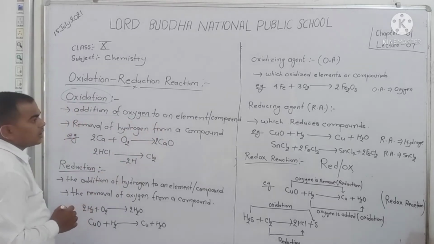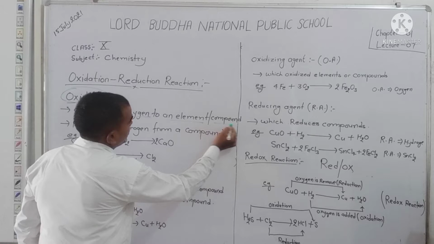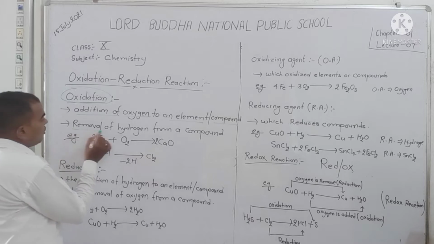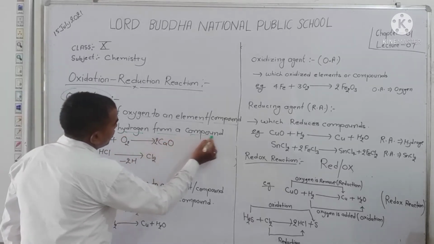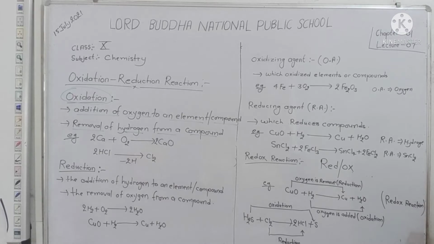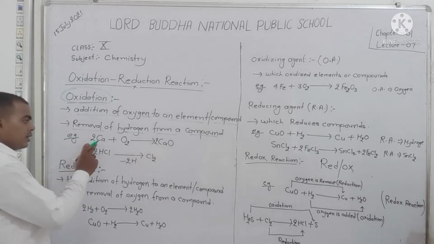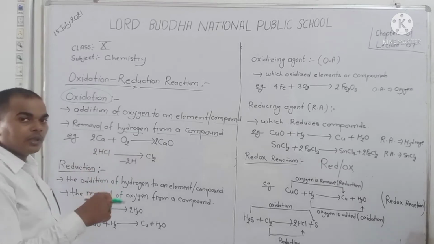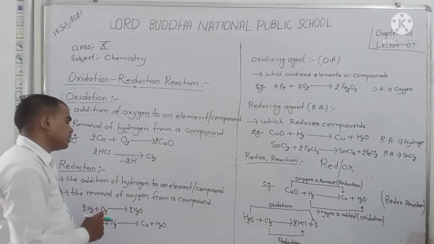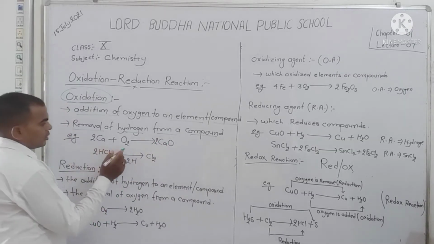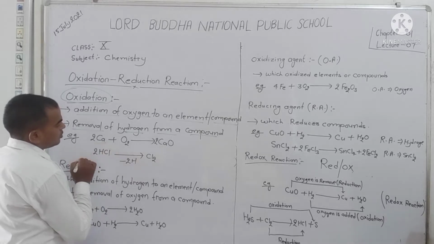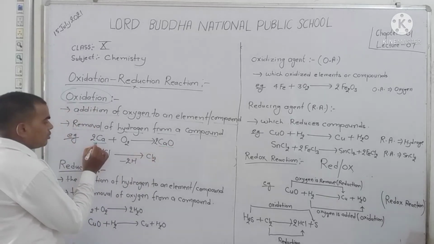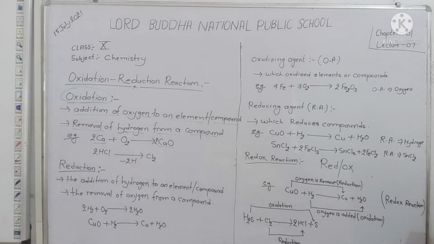Addition of oxygen to an element or compound, or removal of hydrogen from a compound, is known as oxidation. Dear student, here calcium and oxygen. When calcium reacts with oxygen, it forms calcium oxide. You observe here calcium, here calcium oxide. Calcium to calcium oxide.